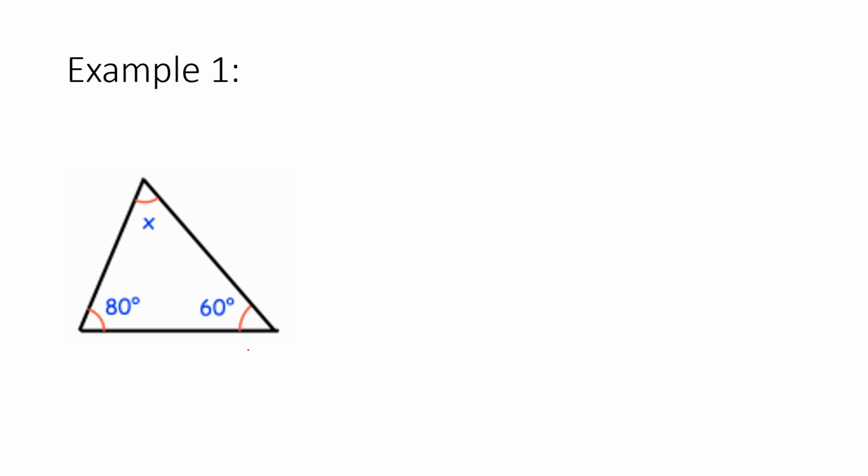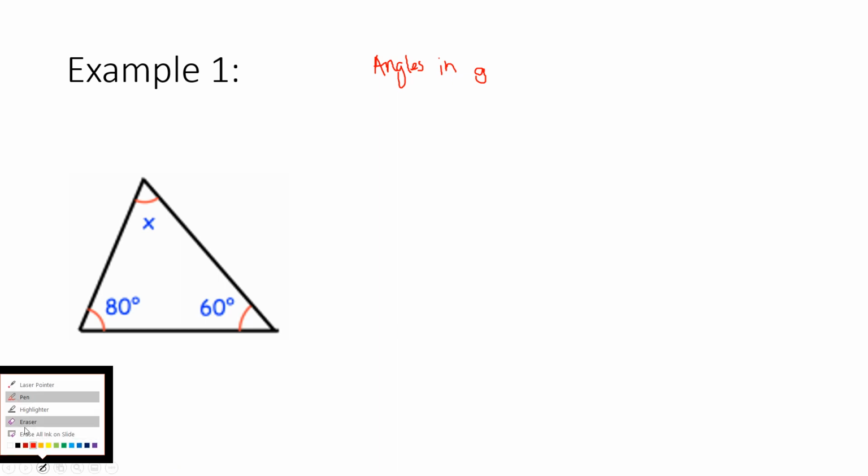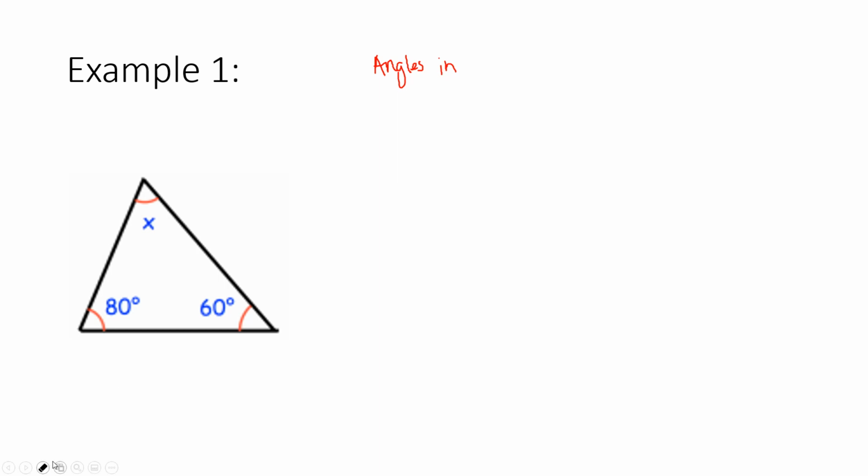So we're given a triangle here and we're trying to find the value of x. Now hopefully we'll remember that the angles in a triangle equal 180 degrees when all added up. So we're given 2 angles. We're given 80 degrees and we're also given 60 degrees.